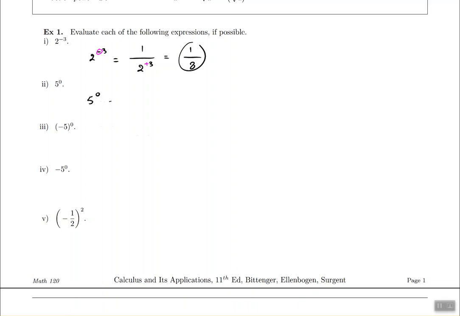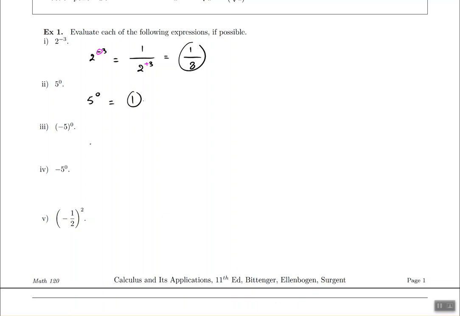Next, we have 5 to the power of 0, and according to the 0 exponent rule, anything to the power of 0 is in the end 1. So watch out, it's a 1, not a 0, okay? The only exception to this rule is 0 to the power of 0, which is undefined. So we don't know what the answer to this one is.